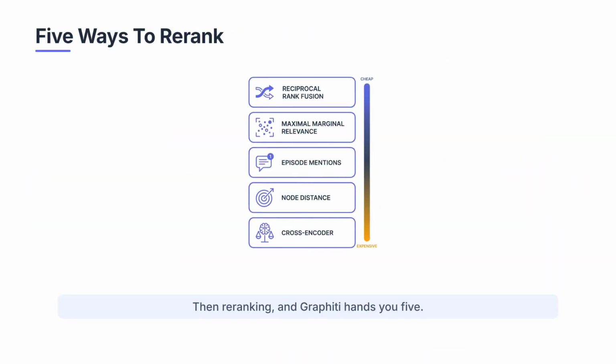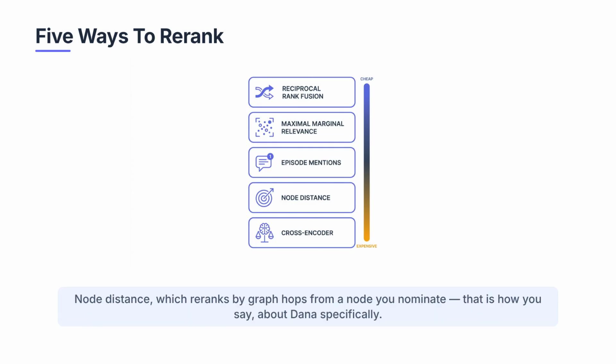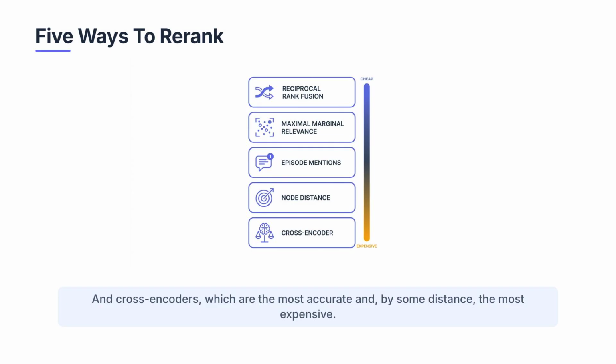Then re-ranking, and Graphiti hands you 5. Reciprocal rank fusion, for combining those 3 lists sensibly. Maximal marginal relevance, when you want variety rather than 5 phrasings of one fact. Episode mentions, which promotes whatever this conversation keeps circling back to. Node distance, which re-ranks by graph hops from a node you nominate. That is, how you say about Dana specifically. And cross encoders, which are the most accurate and by some distance the most expensive.